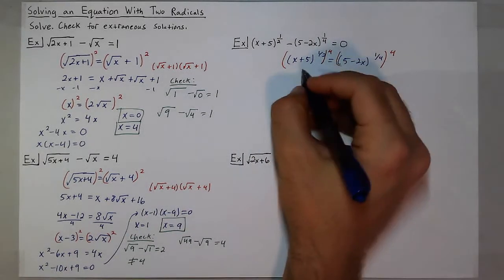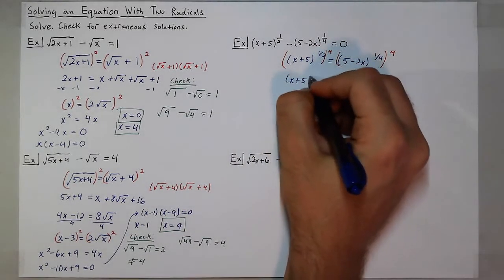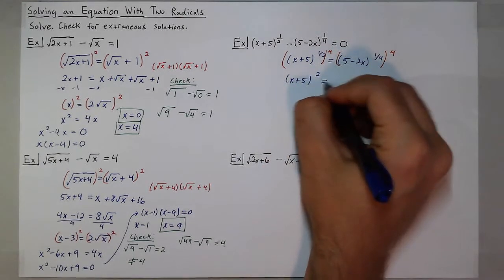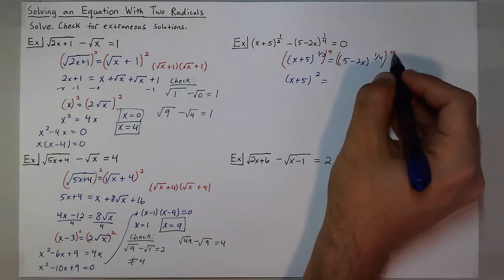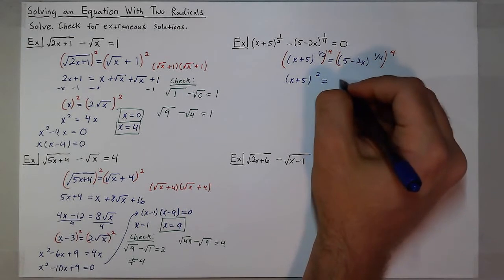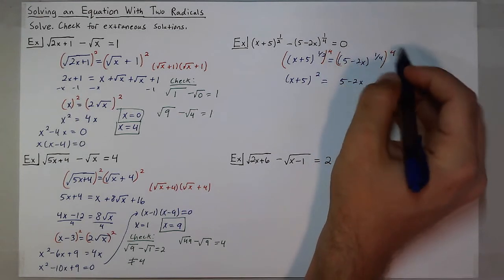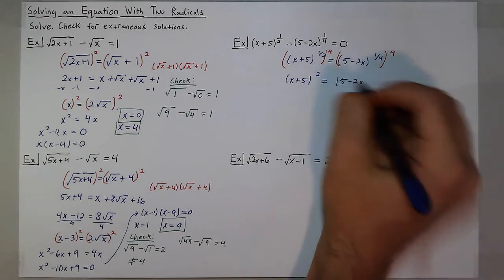So on the left, I have x plus 5 squared, which is always positive. And on the right, 1/4 and 4 are reciprocals, so I'll end up with just 5 minus 2x. But since I raised it to the 4th power, that makes it positive, so I have to use absolute value.